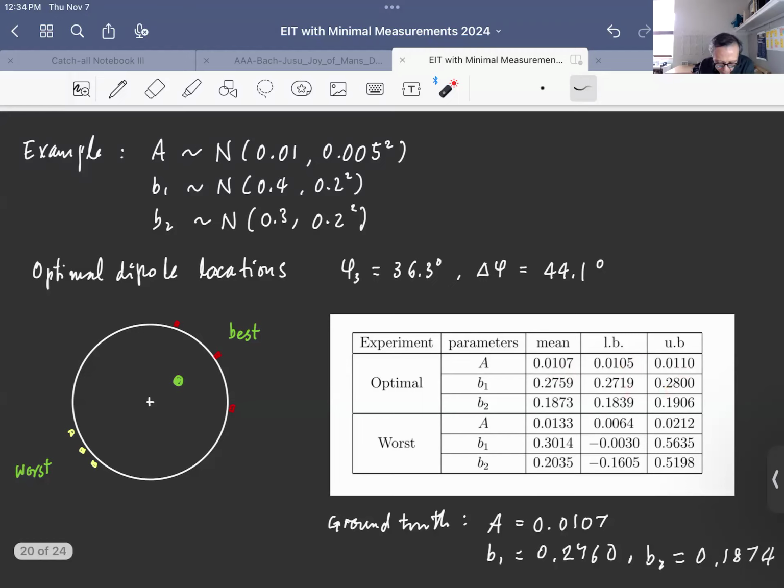When you do the worst experiment, placing the electrodes as far away as possible from the object and bunching them together, your estimate of the location and the area are way off, and your confidence bounds are also quite large. You can see it, it's almost an order of magnitude bigger than what we have here. So it pays in this case to do something more than just taking 3 measurements somewhere.